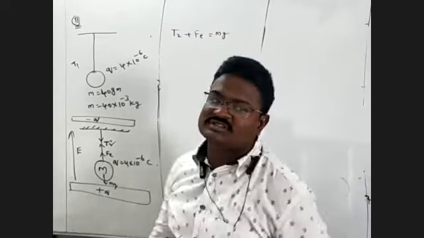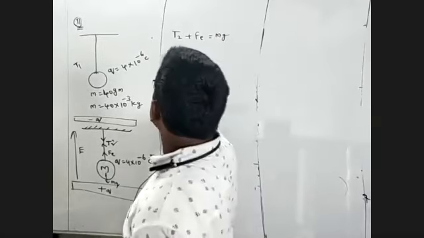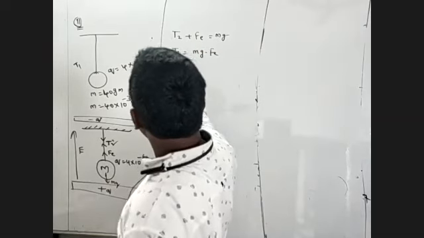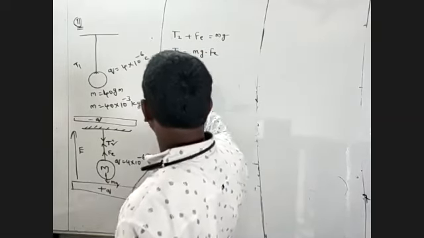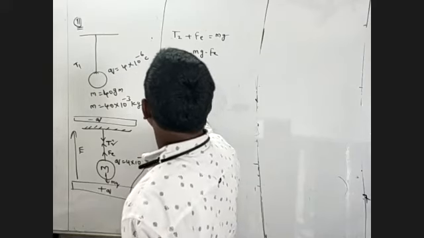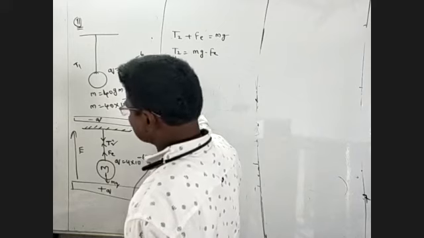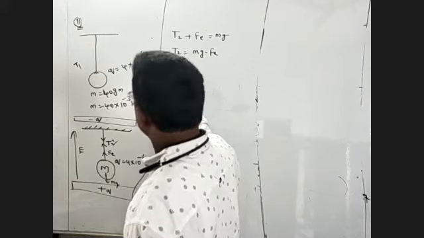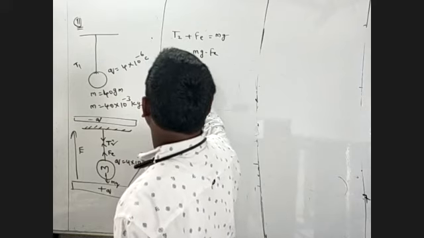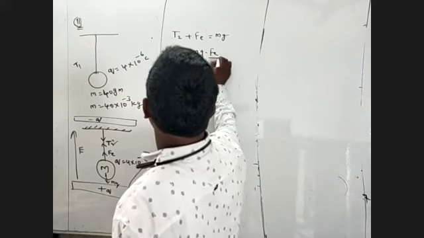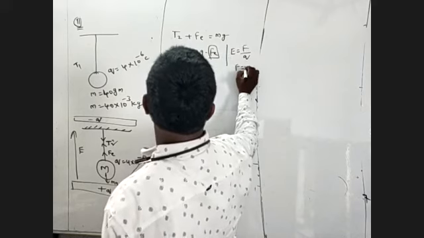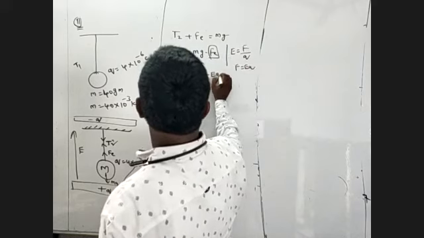This is the force in the second situation. So T2 is equal to mg minus F. Here T2 means tension, and F is the electric force. mg minus F, where F means intensity of electric field times Q. F is equal to EQ. That is EQ, we are going to write EQ.